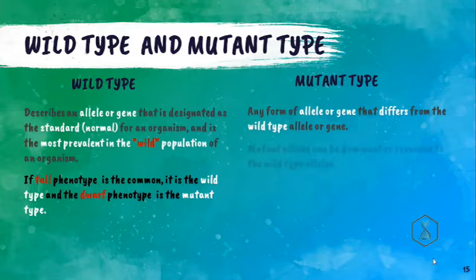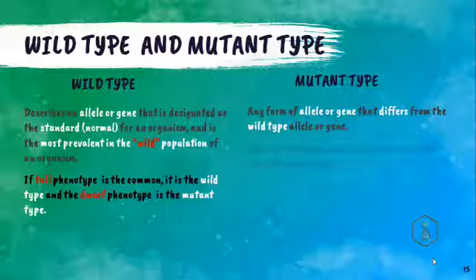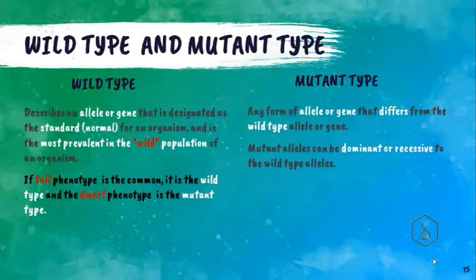Then what is mutant type? Any form of allele or gene that differs from the wild type allele or gene. Wild type, as we already discussed, is the most standard, normal, commonly seen, most prevalent in a population. Anything which is different from wild type is considered to be mutant type.